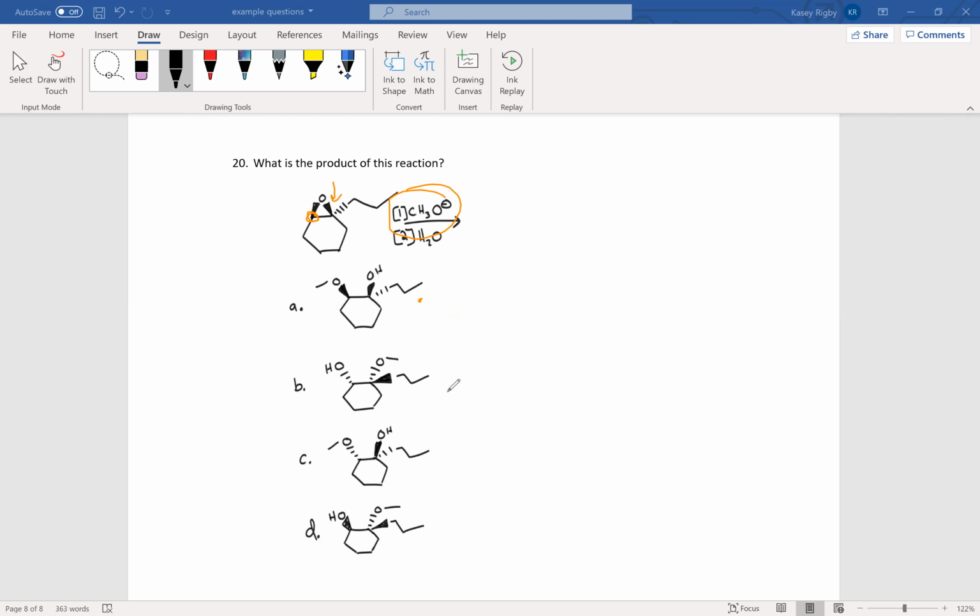This one looks okay so far. This one is wrong. This one looks okay so far. This one is wrong. And so then again, we look to see if the nucleophile was added in the opposite stereochemistry, because if it was, then it's correct. This one was not added in the opposite stereochemistry. This one was. So our answer is C in this case.